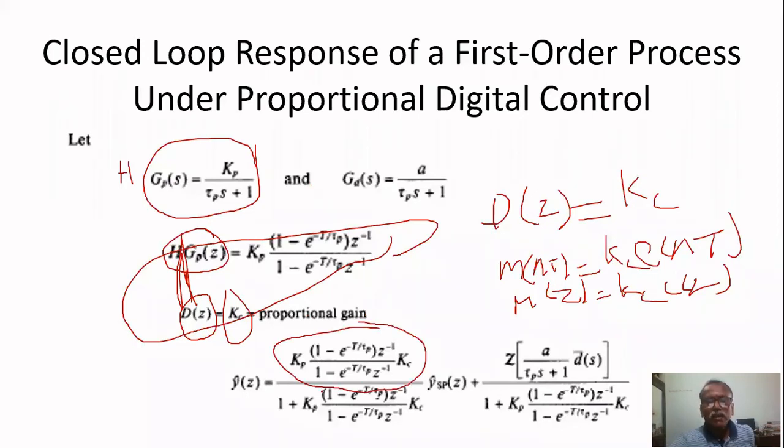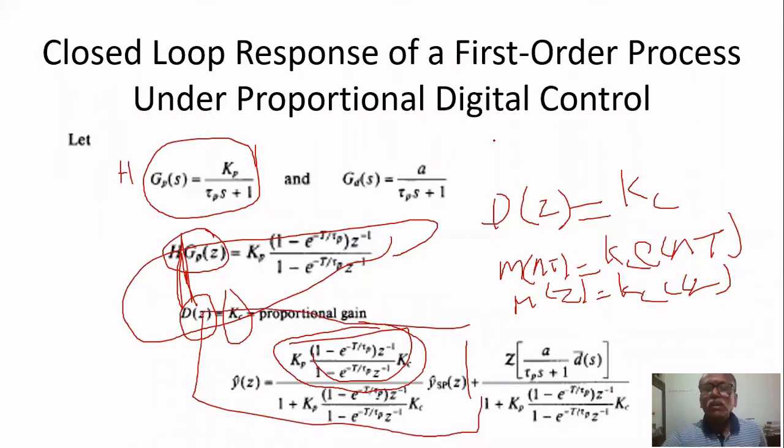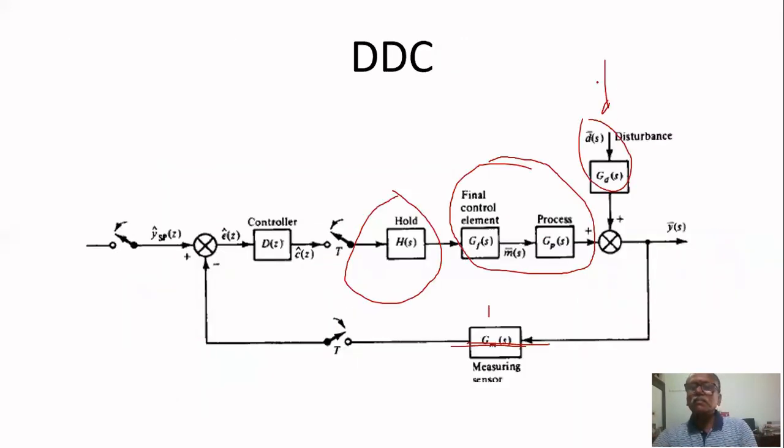What is the feedback loop? With this forward path transfer function, the feedback element is unity feedback. Therefore, 1 plus the same will come. We have to find the response. Therefore, Y of Z equals something multiplied by the setpoint. So this gives the servo response. And for disturbance, we have to find it. What is the disturbance? The disturbance is coming here.